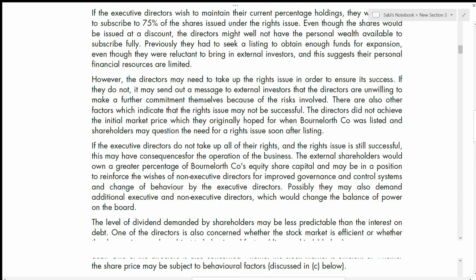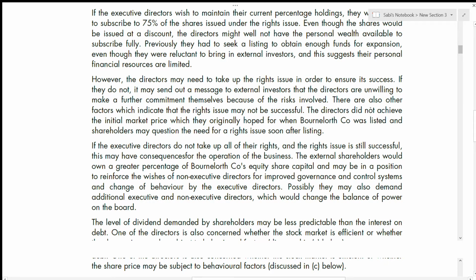However, the directors may need to take up the right issue. They are saying that the directors have to take up the issue. Why? In order to ensure its success. If they do not, it may send out a message to external investors that the directors are unwilling to make a further commitment themselves because of the risk involved. There are also other factors which indicate that the right issue may not be successful. So first they told the advantage, why a right issue is needed. Now they are saying why it may not be successful.